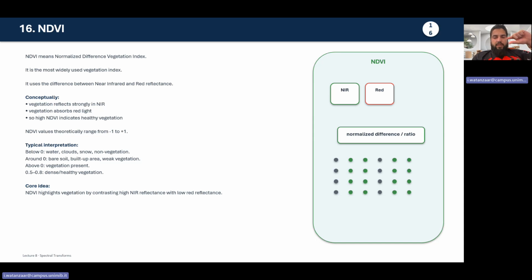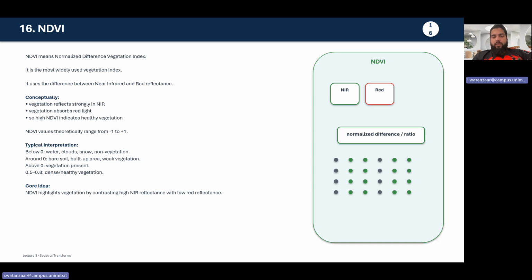This is exactly how NDVI is represented and how the different cover types are classified by the NDVI index in real time. And 0.5 to 0.8 is dense, healthy vegetation. This is how we know it is healthy: healthy in terms of very bright, very green. Core idea: NDVI highlights vegetation by contrasting high NIR reflectance with low red reflectance.